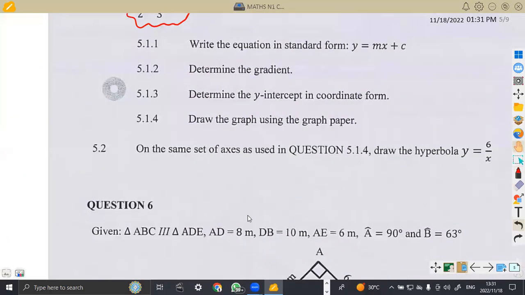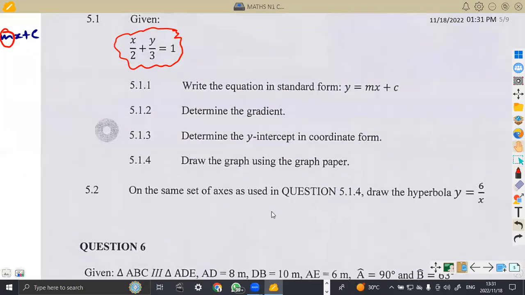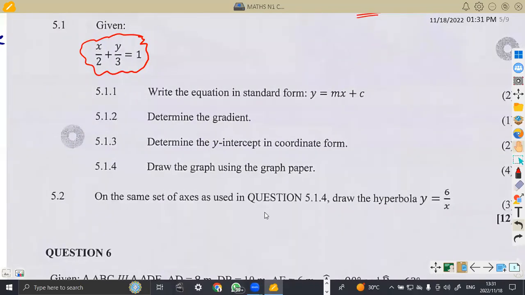Then the other thing is to draw the graph using the graph paper. We are supposed to draw, on the same set of axes, the graph, which is the hyperbola of y is equal to 6 over x. So that's what we are going to do in this case. We are supposed to have our graph drawn. Okay, so let's see if we have got a space for that.